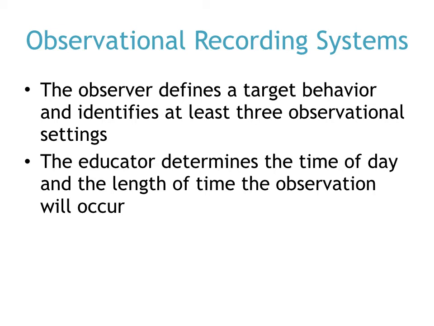To become more accurate observers, you have to define the target behavior, what the behavior looks like, and you have to identify at least 3 observation settings. So you will do observation across settings because we want to be more accurate and reliable. And also, teachers, you have to determine the time of day and the length of time the observation will occur before observations.